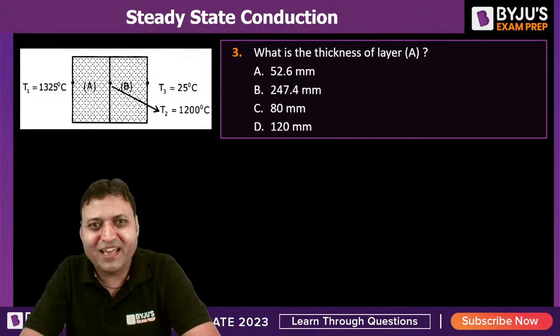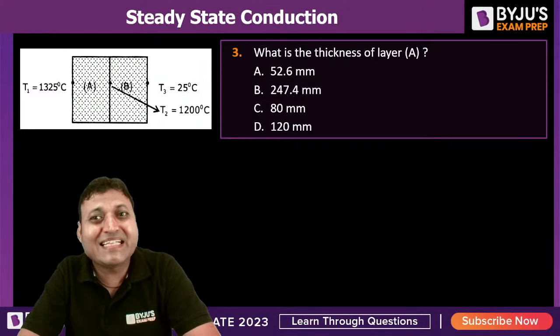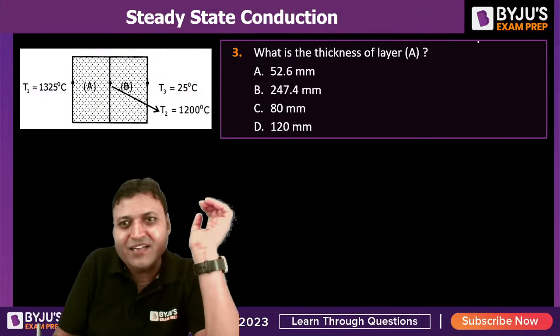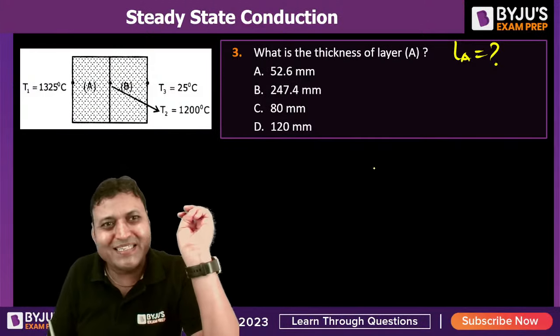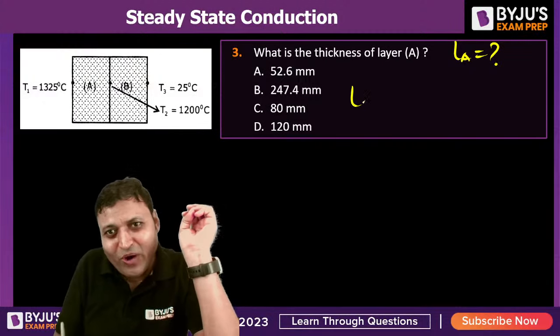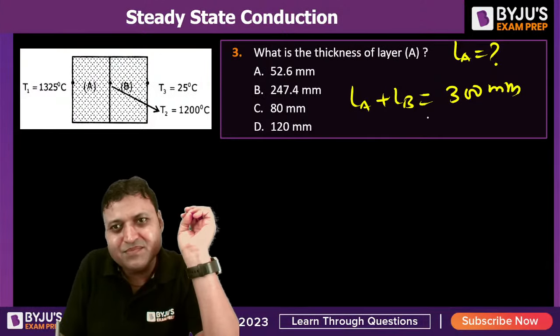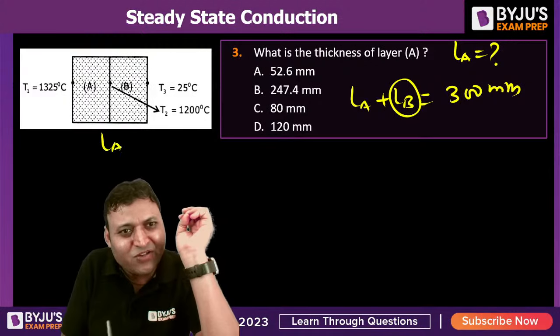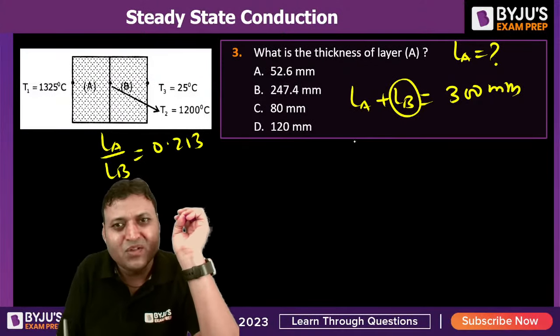Correct answer is option A. The next part of the question, third: what is the thickness of layer A? What is LA? Do you agree LA plus LB is equal to 300 mm? And LB can be written as we have already calculated. LA by LB is 0.213.